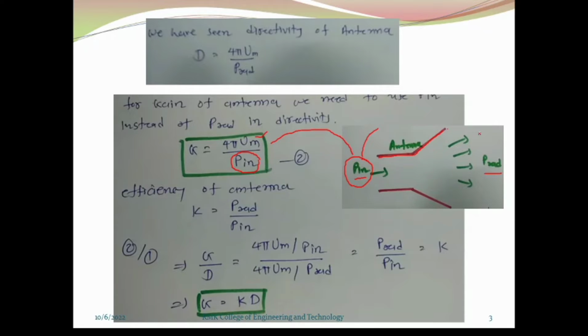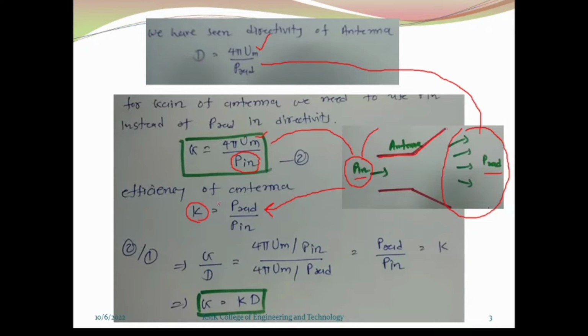Whereas directivity is different, right? For the directivity calculation, we have to take how much power is radiated, right? From the radiated power of the antenna, what is the radiation intensity? That is 4 pi Um by radiated power. So that is the small difference between the directivity and the gain of the antenna system. Then the ratio between the radiated power and the input power is given here as the factor K, that is radiated power to the input power is the efficiency formula. So K is the radiation efficiency.